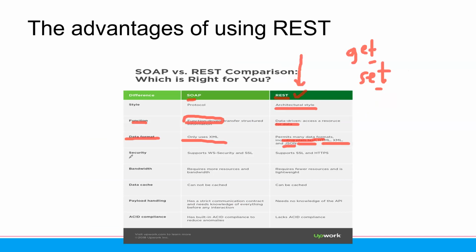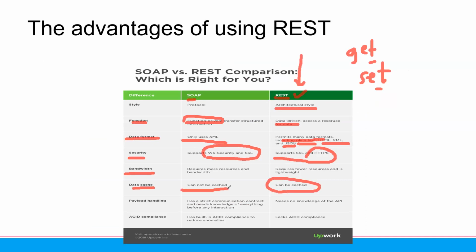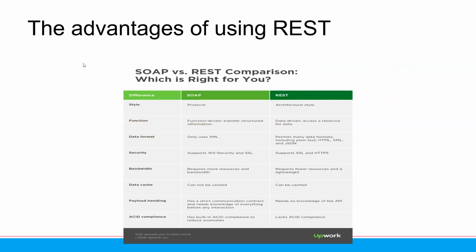For the security, the SOAP uses the old style security like the web service security and SSL. And as you know, these days people use HTTPS. It's more secure. For the bandwidth, I will not discuss this one because it's about the network. For the data cache, the data can be cached or stored in your computer. But for SOAP, the data cannot be stored. And other kinds of components, maybe I will not discuss in detail.